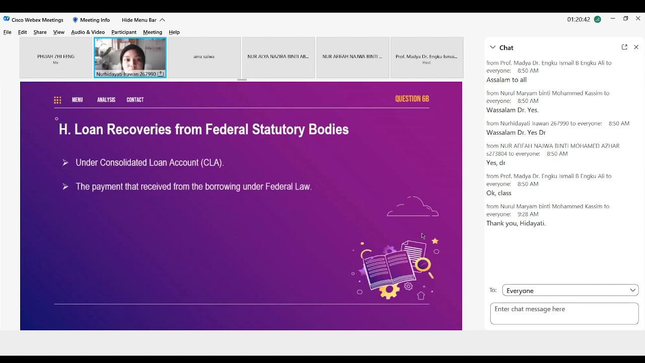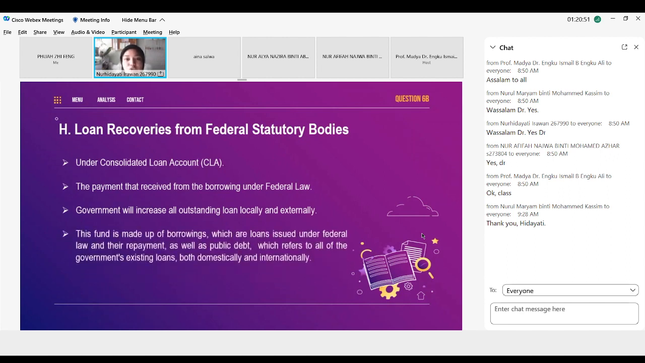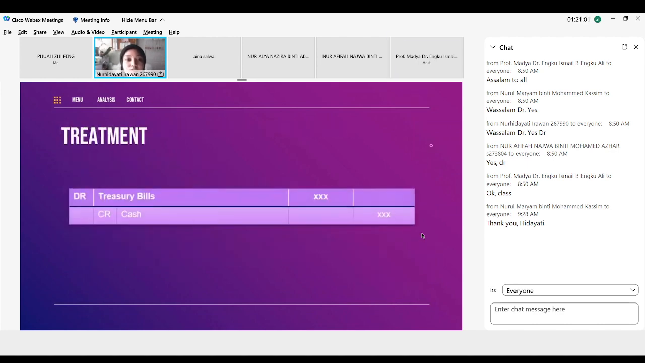under federal law. The government will increase all outstanding loan locally and externally. And this fund is made up of borrowing, which are loans issued under federal law and their repayment, as well as the public debt, which refers to all the government existing loan, both domestically and internally. Let us move to the treatment. So for the treatment is debit treasury bills and credit cash.